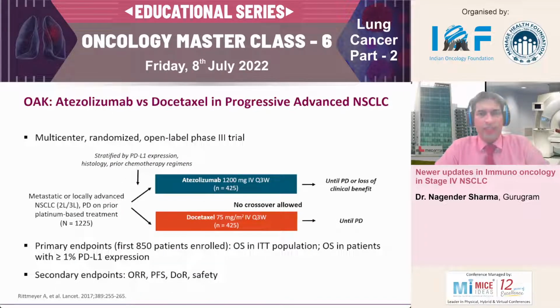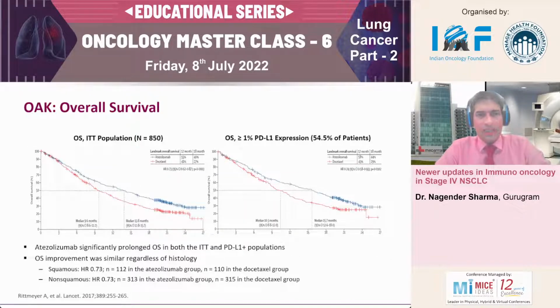The OAK trial of atezolizumab versus docetaxel in progressive disease has also shown that the primary endpoint was overall survival in the intention-to-treat population, and the key secondary endpoints were objective response rate and PFS, in which atezolizumab 1,200 mg Q3 weeks was compared with docetaxel, and no crossover was allowed, in metastatic or locally advanced NSCLC in second and third line with progressive disease on prior platinum-based treatment. It was continued till progression or unacceptable toxicity. The OAK trial was also a positive trial in which they got landmark 12-month and 18-month overall survival benefit favoring atezolizumab, and the responses are much more durable, and in those patients with greater PD-L1 the responses are much better. Hazard ratios were favorable.